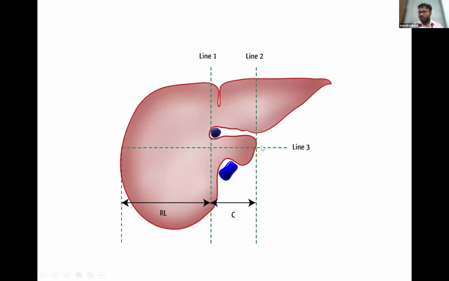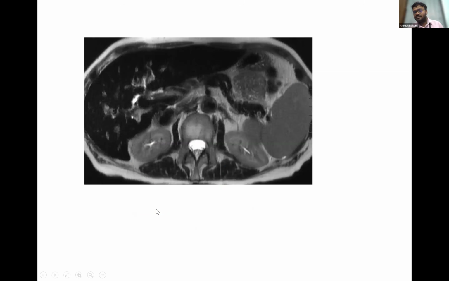This is how we measure. Okay, this is the caudate lobe. Here is the main portal vein. We have to draw a line here and we have to measure. If it is more than 0.65, caudate lobe to right lobe, then cirrhosis is the one.